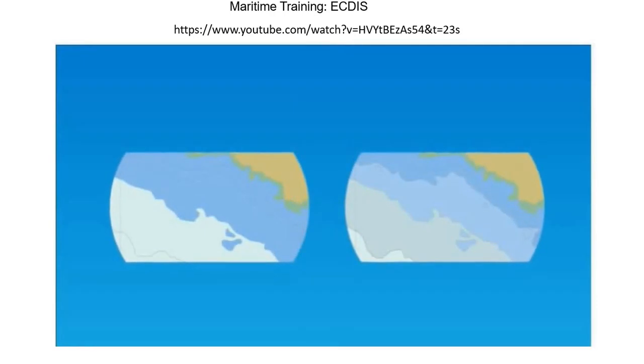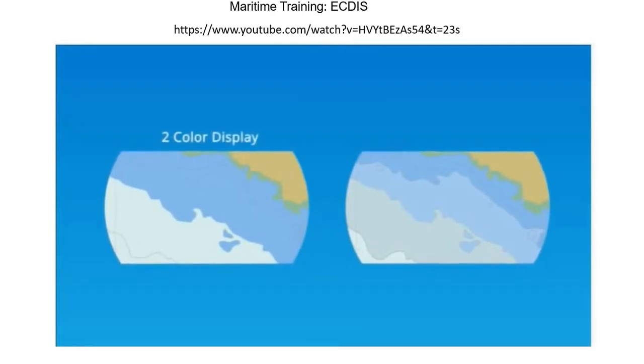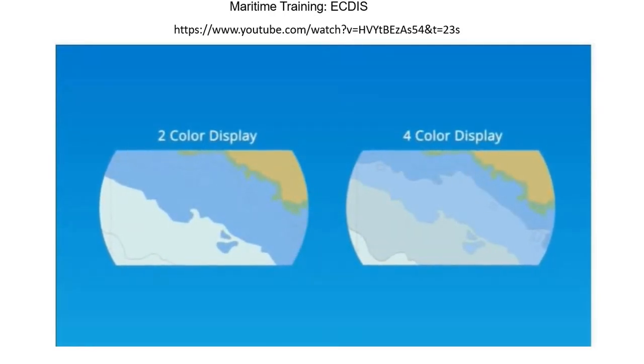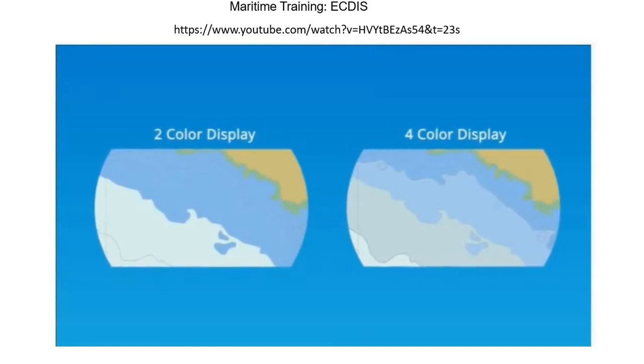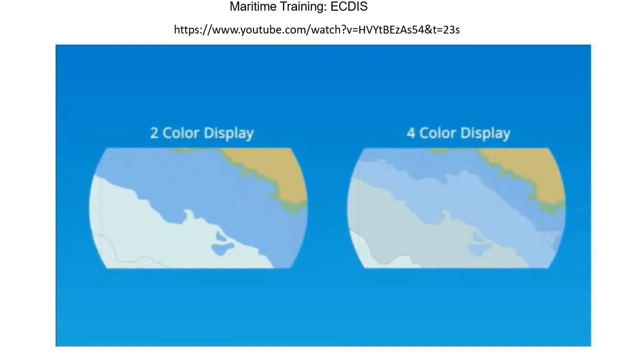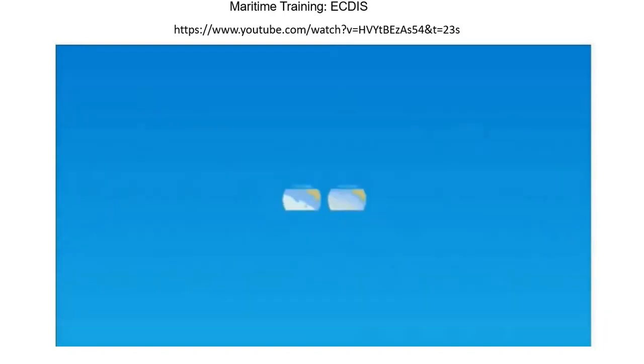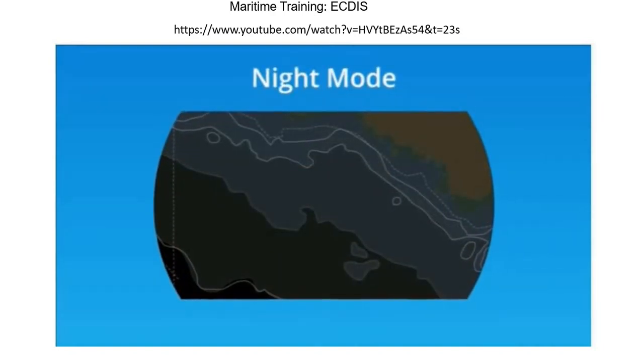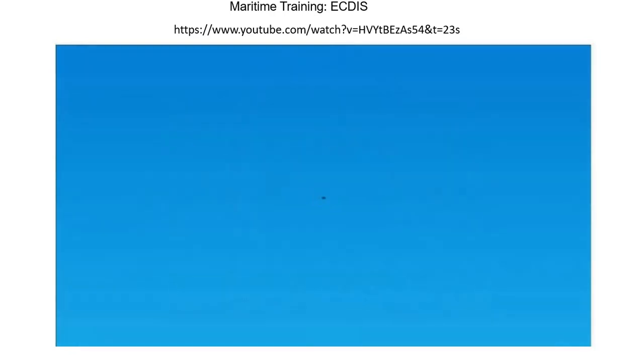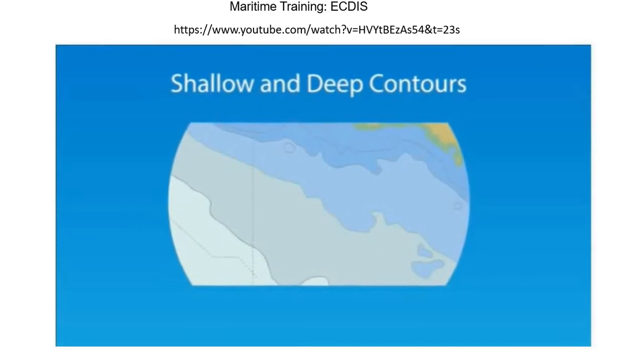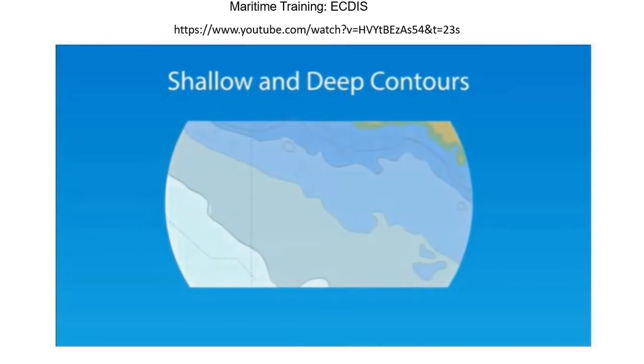Navigators may choose to display depth contours in 2 or 4 colors. It's most important that navigators verify their understanding of the chart display, as settings like night mode may lead to confusion. Additional depth information can be displayed by the shallow and deep contour settings.